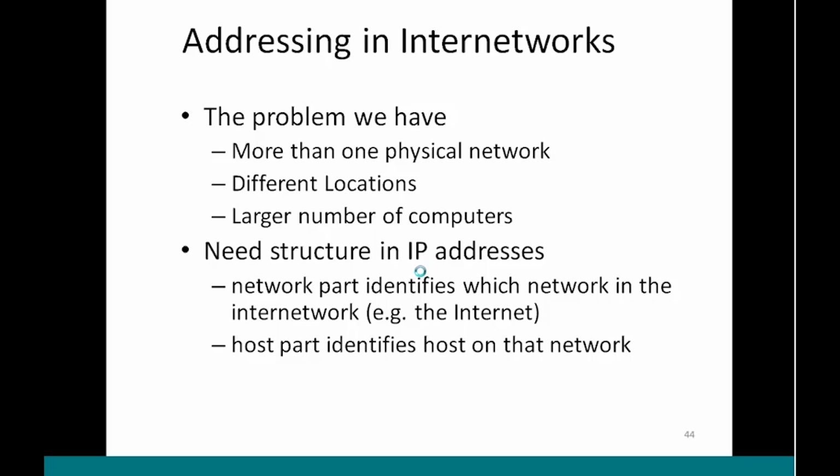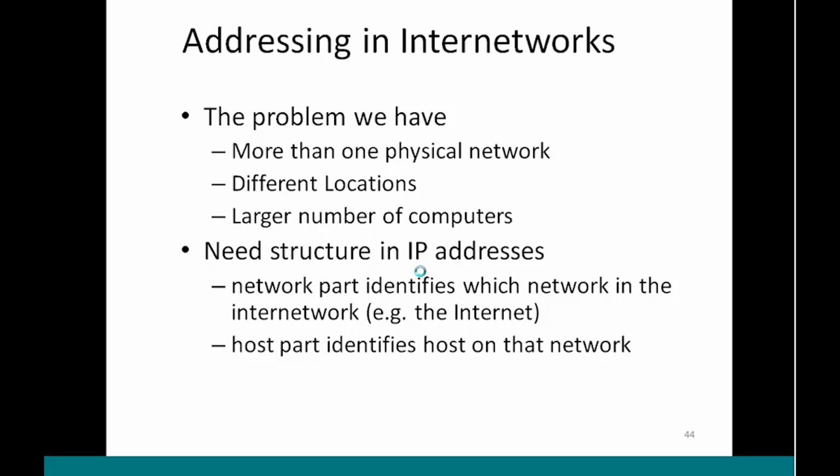So the problem that we face is essentially that now we have more than one physical network, because there are all the subnets, and they are in different locations, with a large number of computers. So we need a structure in the IP addresses. To define the structure, we need one portion which defines the network part. This identifies which network in the internet, which is basically the internet, this belongs to. And then the second part of the address is the host that identifies the host on that network.